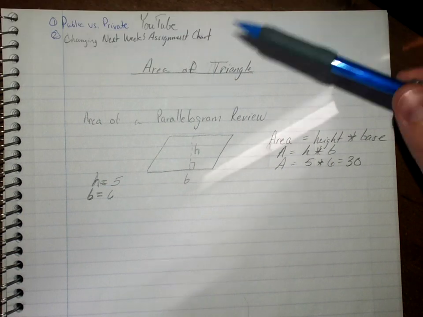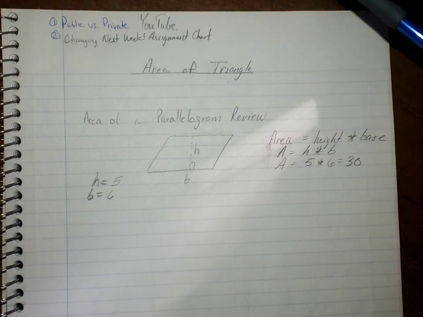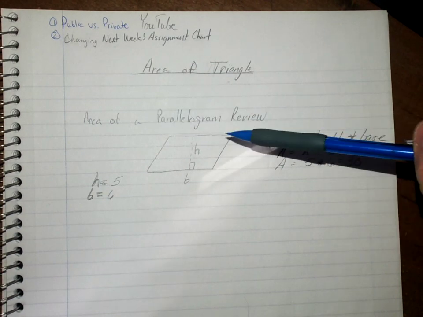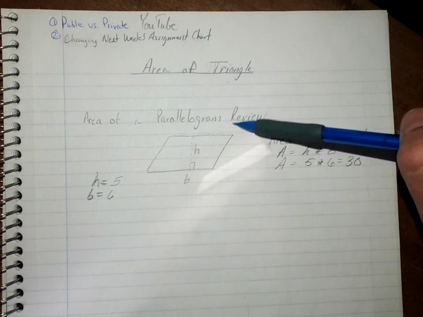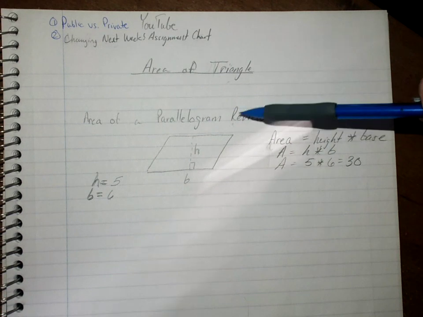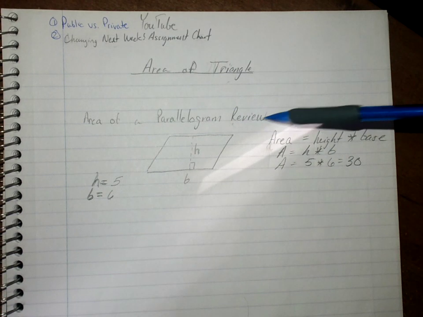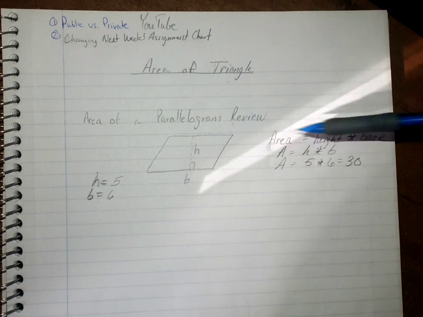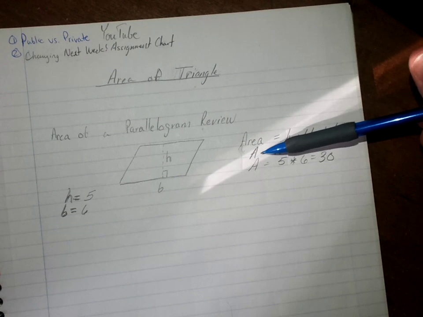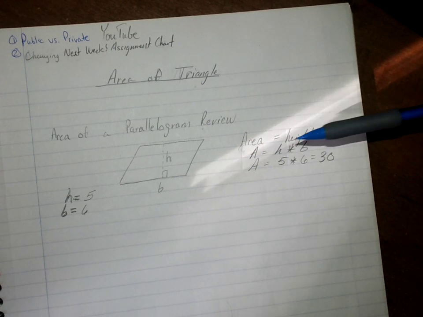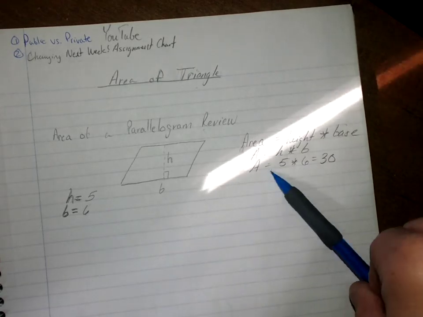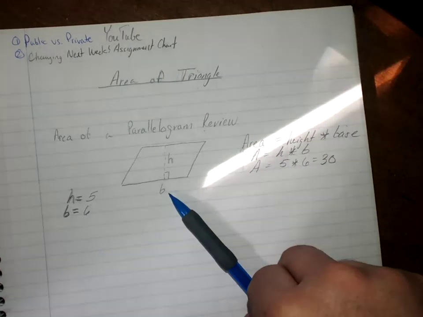Well, today we're doing area of triangles, and in order to really look at triangles, I just wanted to review the area of a parallelogram. Whenever you're doing the area of a triangle, it's kind of like doing the area of a parallelogram, because the area of a parallelogram equals height times base. So it's A equals H times B. If H was 5 and B was 6, then it would be A equals 5 times 6.